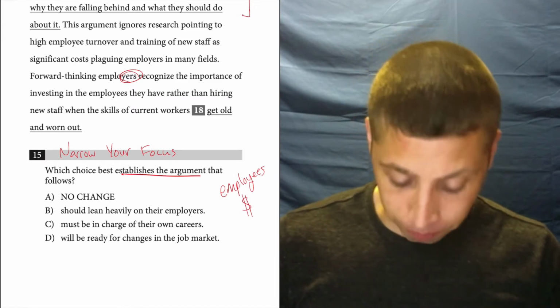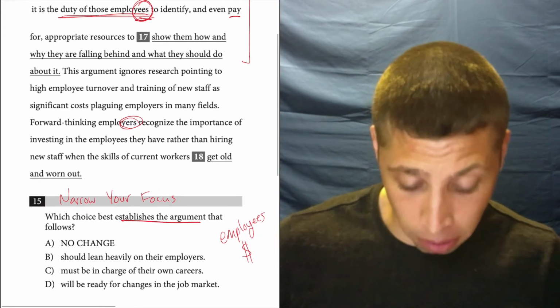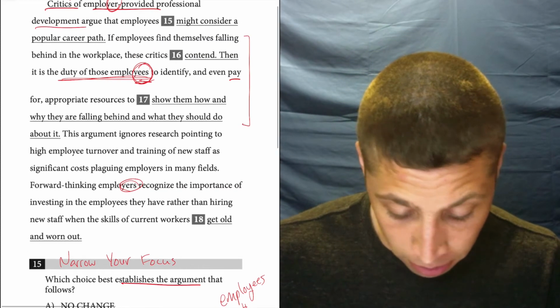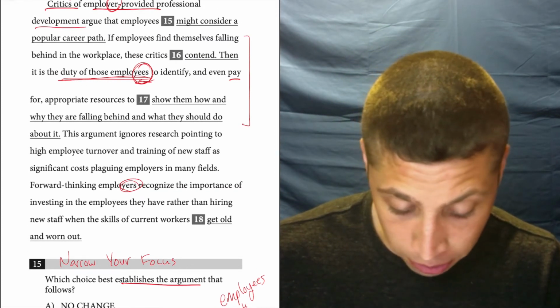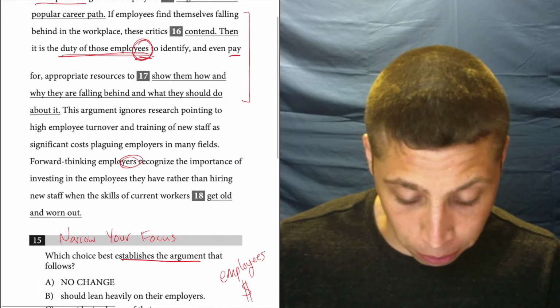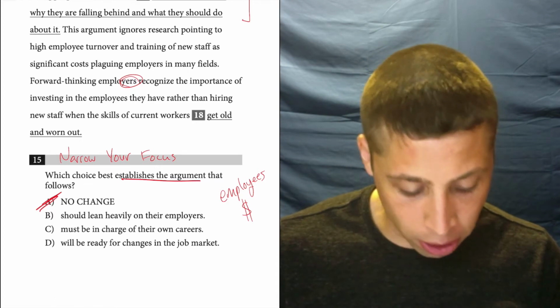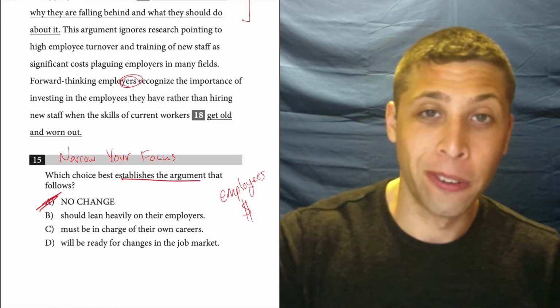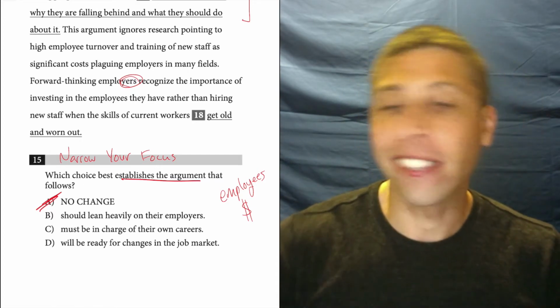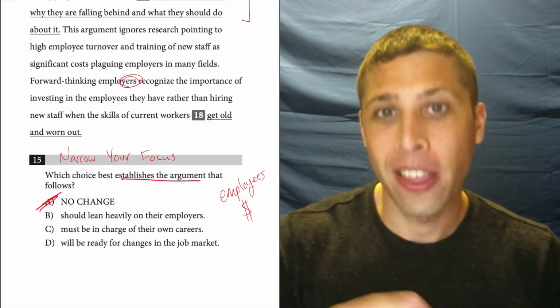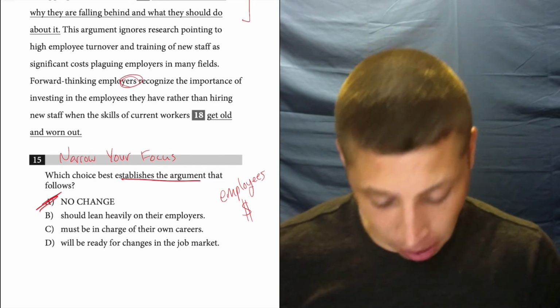So is choice A, what's in there already that I skipped over, talking about the employees paying? The employees might consider a popular career path. Well, okay, it doesn't talk about them paying for anything. Should lean heavily on their employers. No, that's the opposite. It's saying the employees shouldn't rely on their employers. They should be independent and pay for things themselves. So this is the opposite.